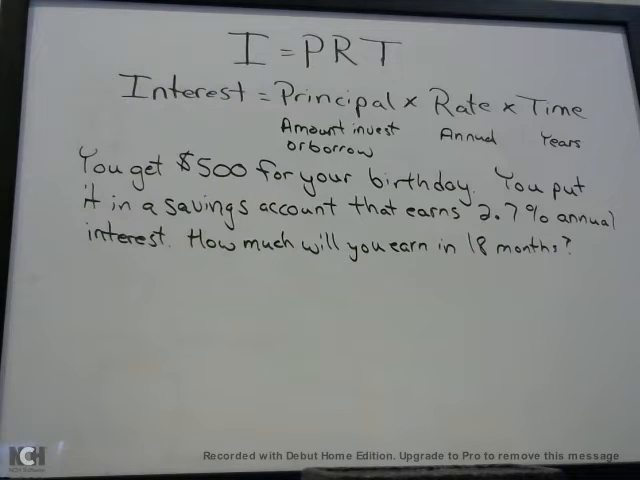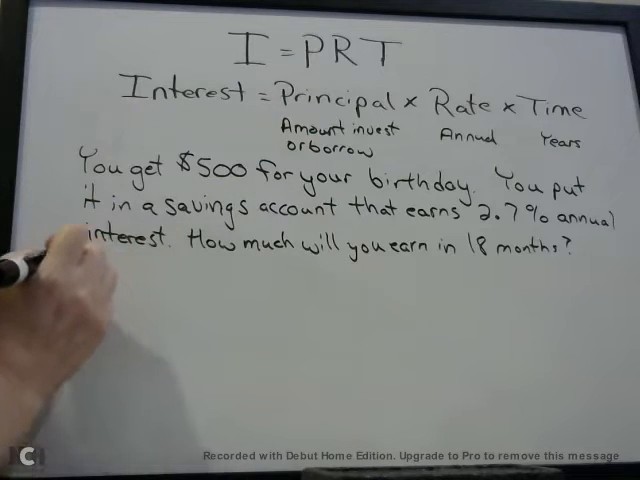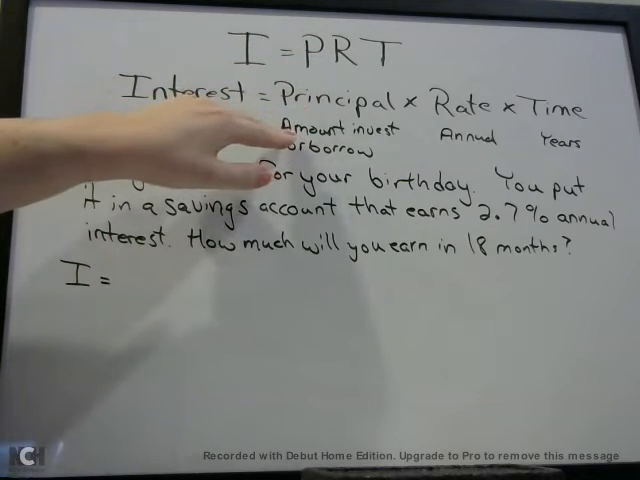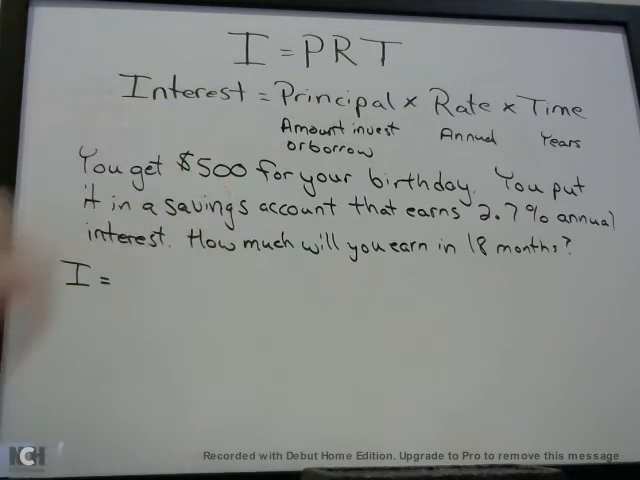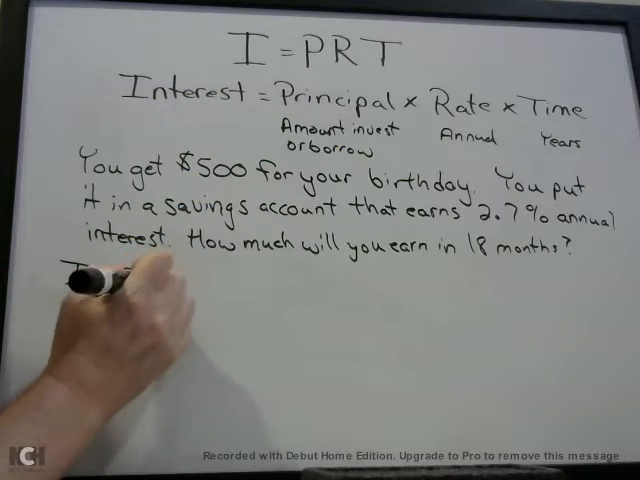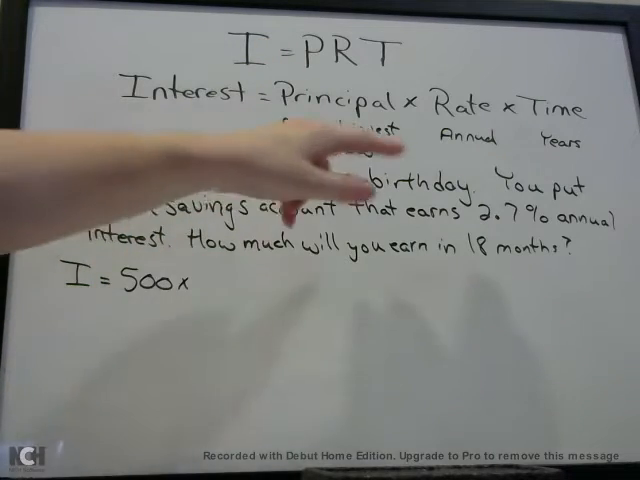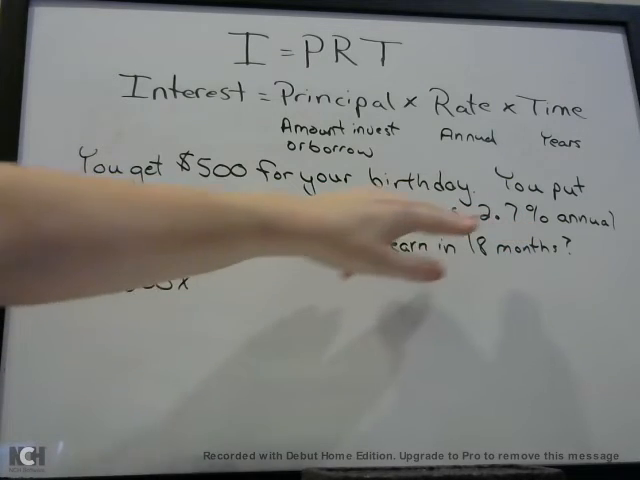All you're going to do is plug the numbers that you know into this formula. We're trying to figure out how much interest you'll earn. So I equals P, principal. Remember, that's the amount that you are either investing or borrowing. Here you're essentially investing $500. R is rate, and your rate is 2.7% annually.